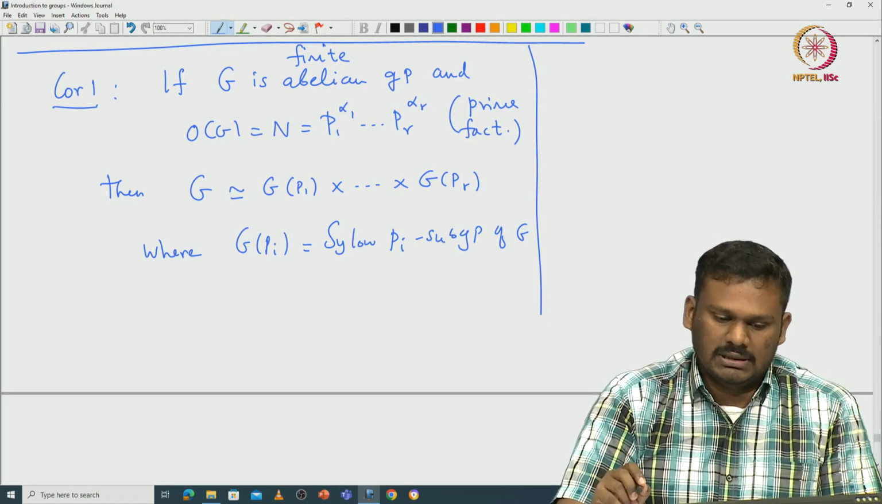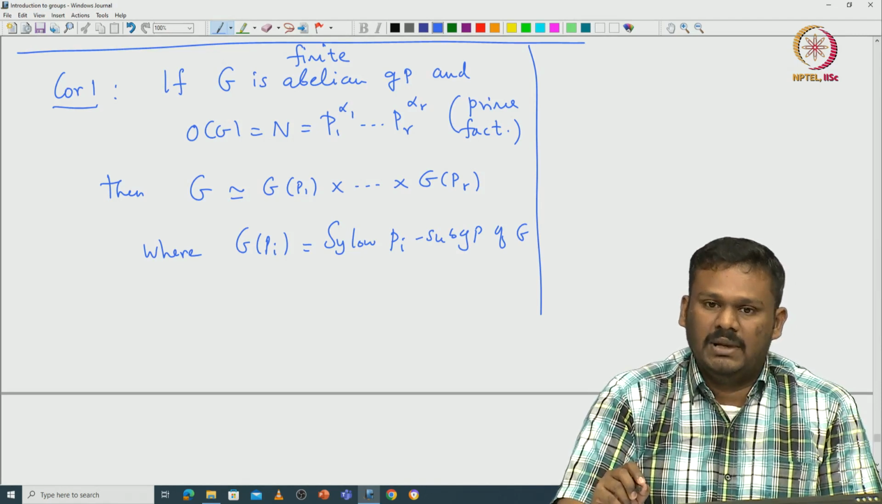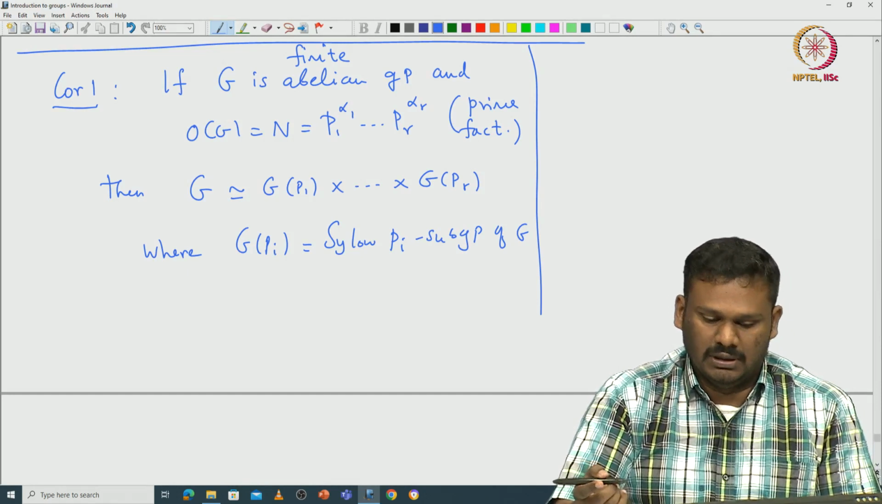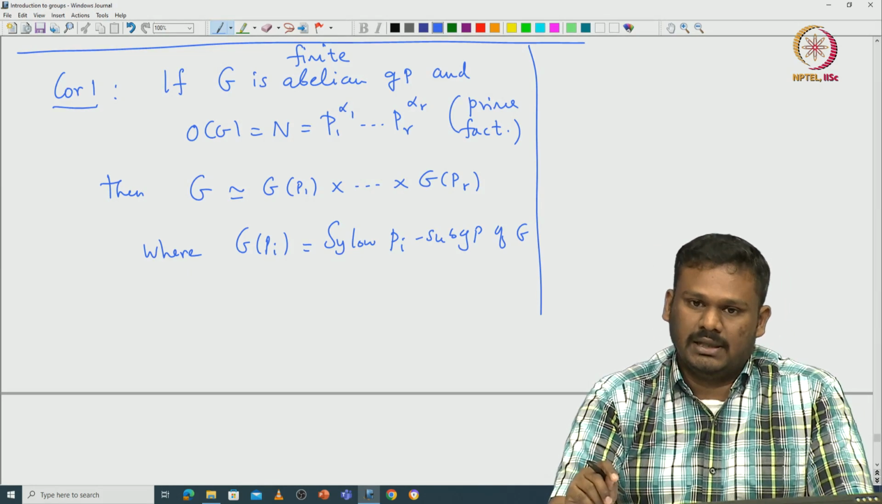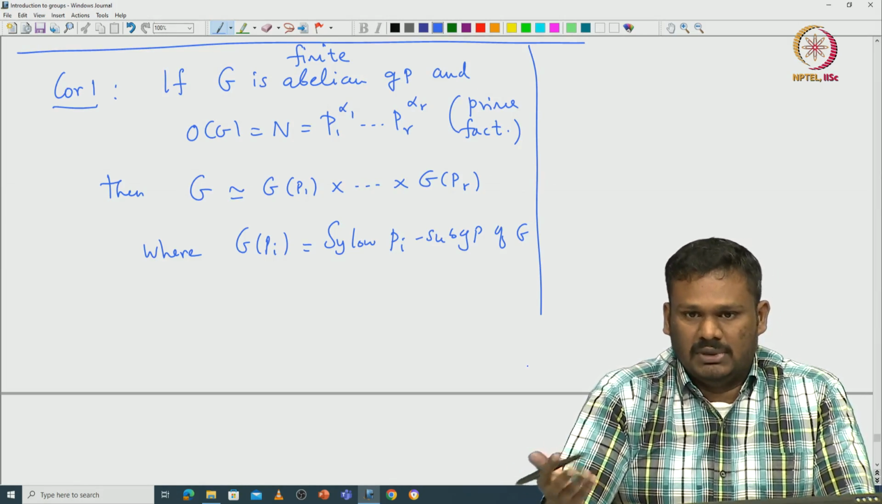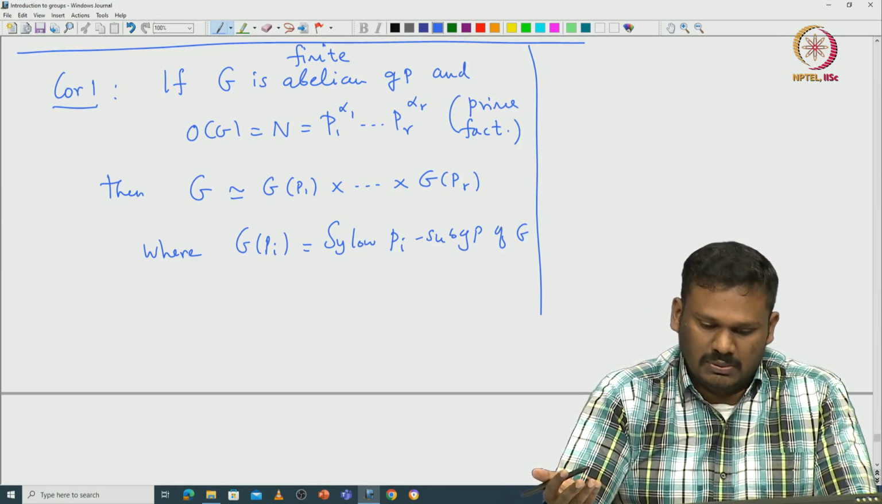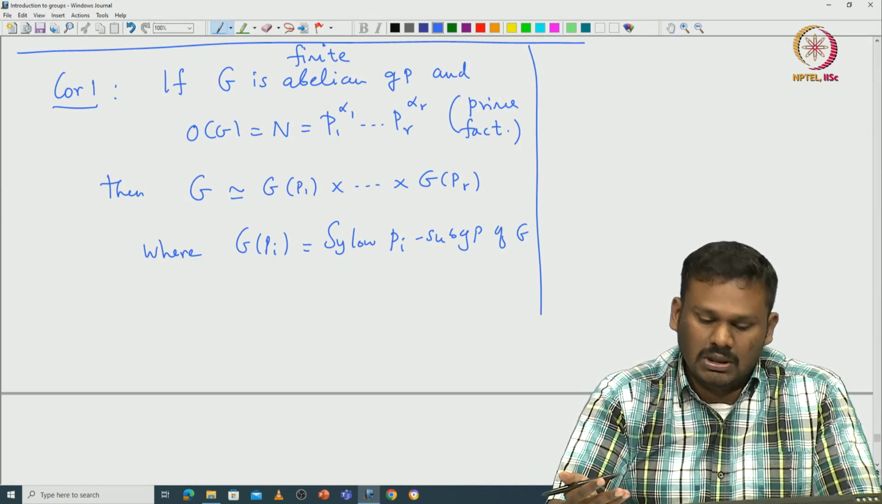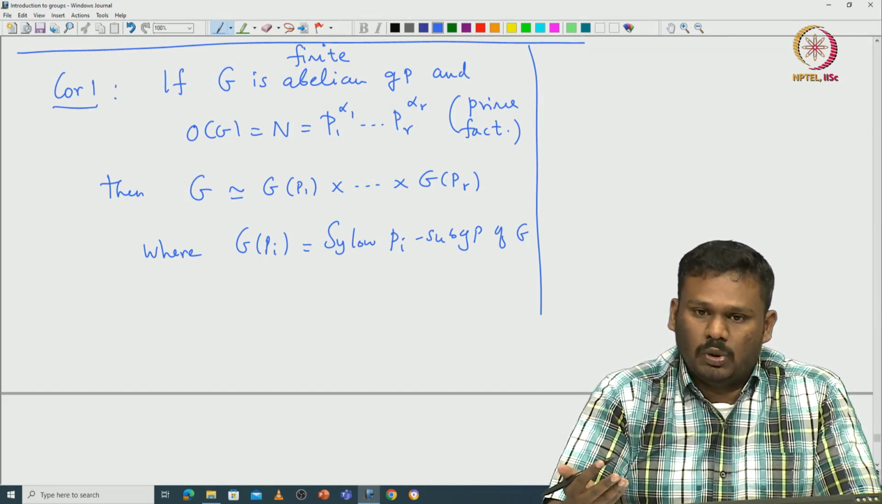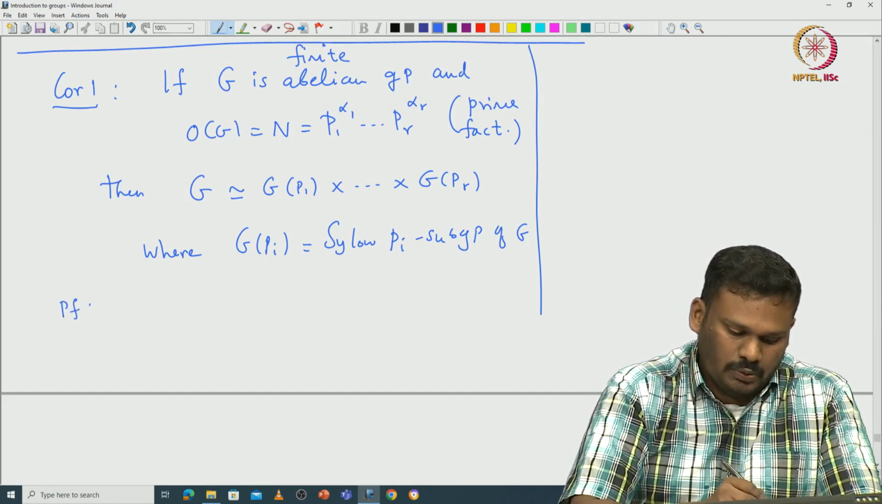Now since G is a finite abelian group, if you take any two subgroups of G that have order p_i^alpha_i, because they are conjugate, they must be equal, because the conjugacy will be trivial. So, that says that G(p_i) must be a normal subgroup of G. So, here is the proof.